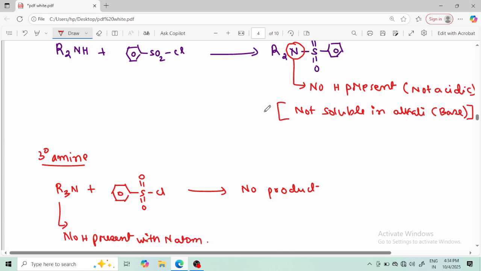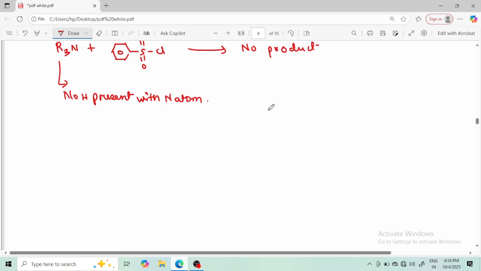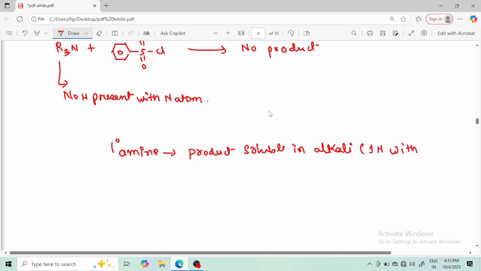Now if I analyze everything properly, then I can say that if it's 1 degree amine, just 1 degree amine, it gives you one product that is soluble in alkali, because it has one hydrogen with nitrogen atom in product.